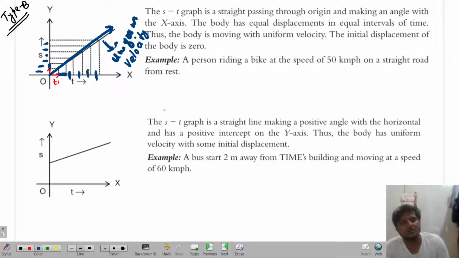Are you able to understand it or not? Tell me yes or no. Are you able to understand this, everyone? Yes, sir. Radha, Sparsa, everyone?